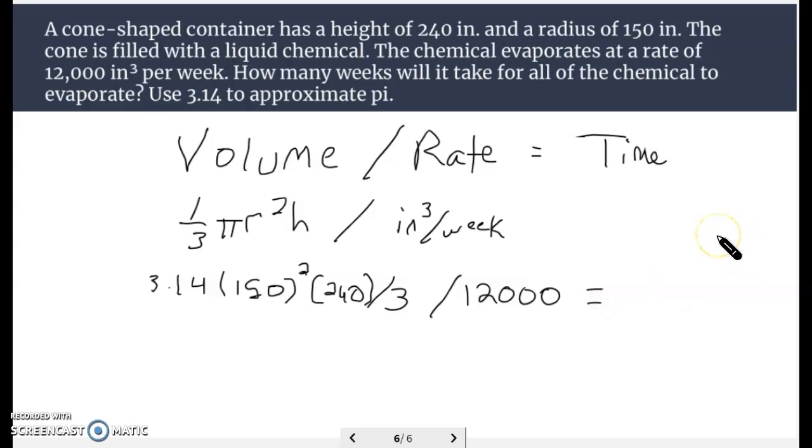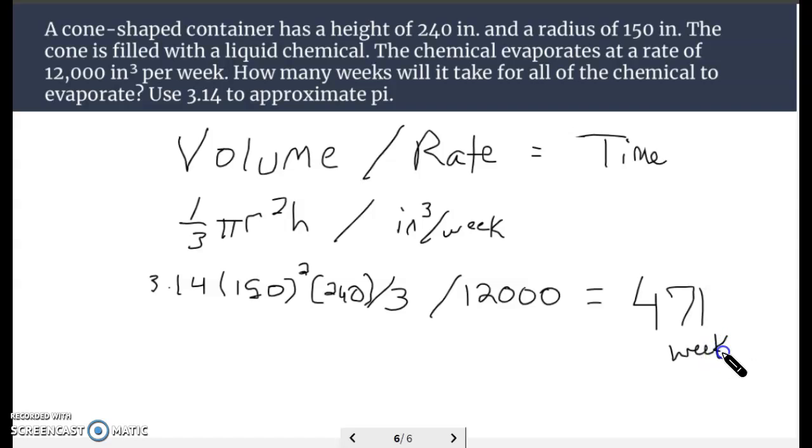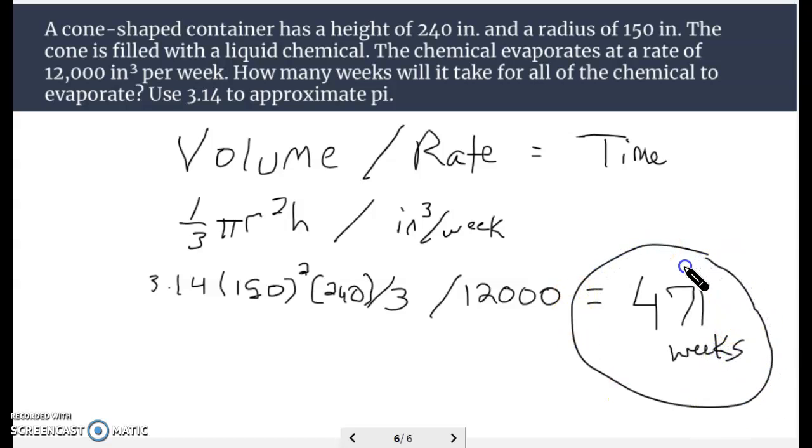All right, we're going to put all that in the calculator. 3.14 times 150 times 150 times 240, divide by 3, divide by 12,000. Comes out to 471 weeks. So an application with the volume of the cone here.